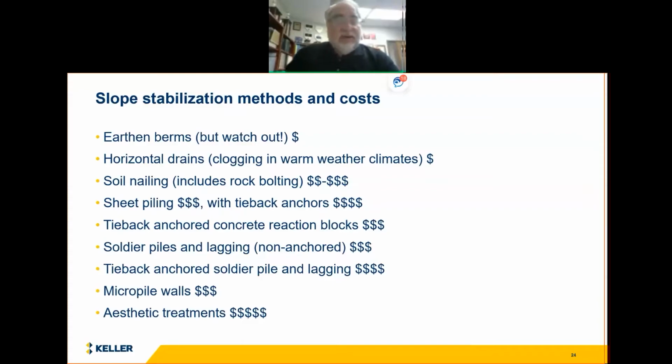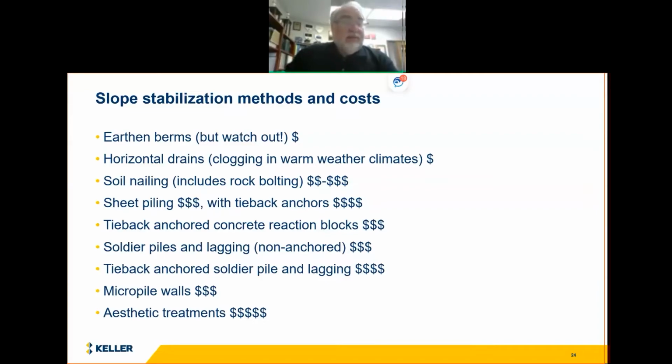I love soil nailing and rock bolting. I've been doing soil nailing since about the mid 80s, and it is a fairly low cost to middle cost solution depending on what type of casing that you use. I'll talk a lot about soil nailing as we move along.